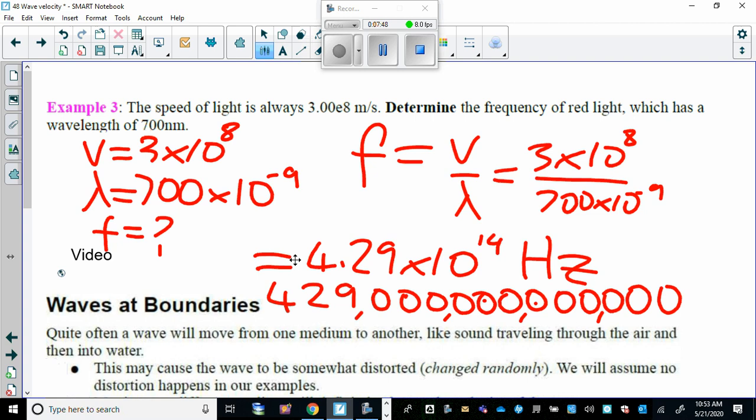Okay, we're going to stop there. Waves at boundaries, actually, we are not doing. So that's it for this lesson. The universal wave equation. Very, very, very important for physics 20 and for physics 30.